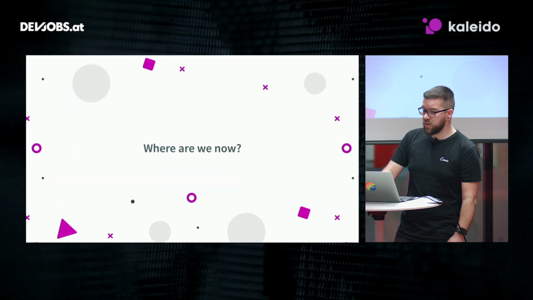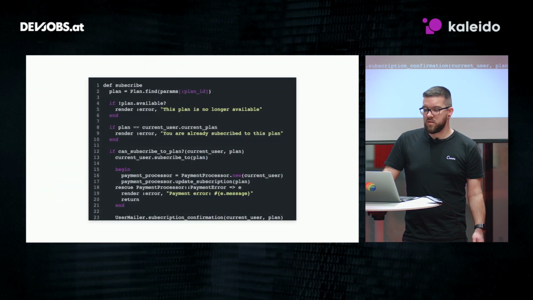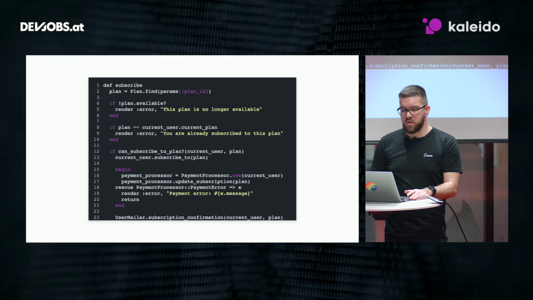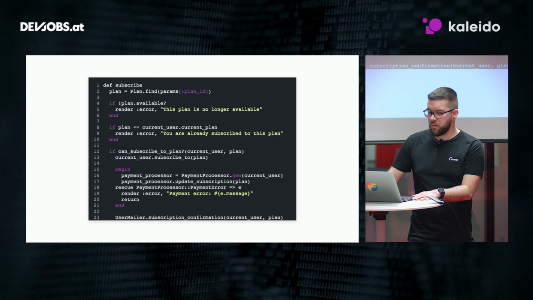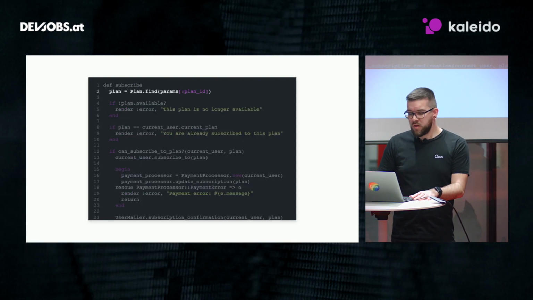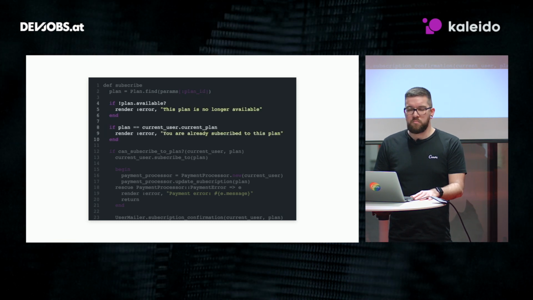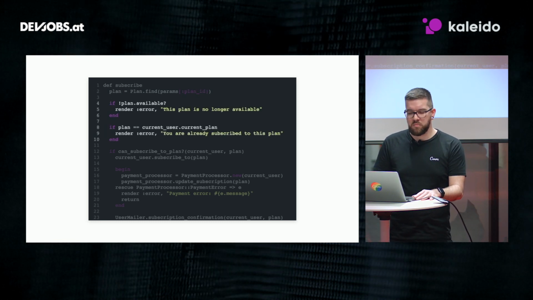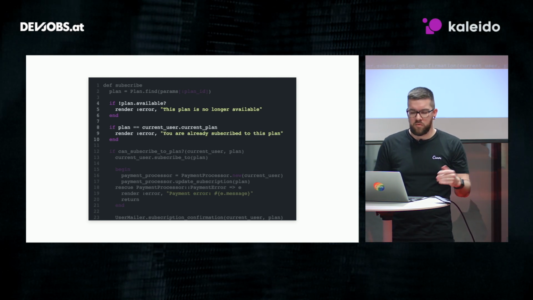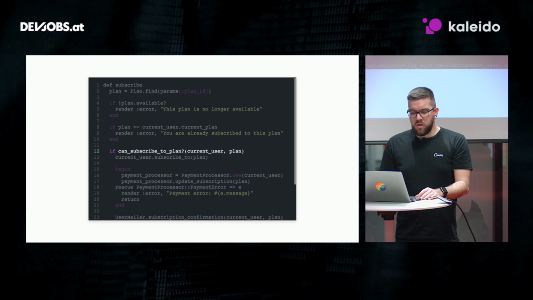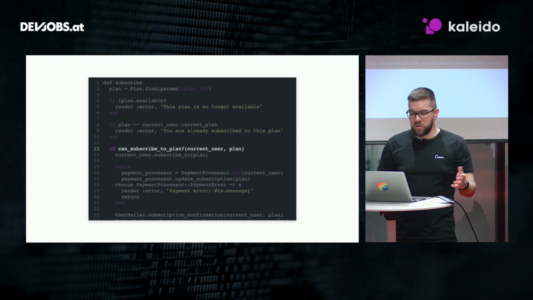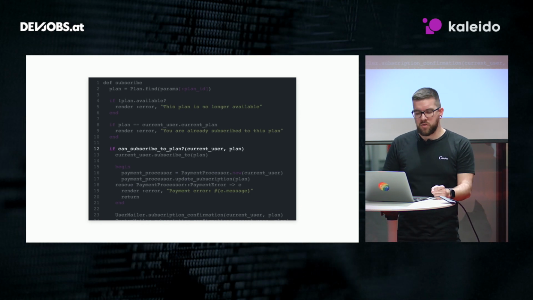Okay, so where are we now? Here is how our current subscribe method might look. So this is a controller method. We come in with a request, and first thing, we load a plan. Then we do some basic checks if the plan is available, or if the user has already subscribed to the plan. So some very basic checks. Then we actually have some more complicated checks that we might have already moved out of the controller, if a user can subscribe to that plan.